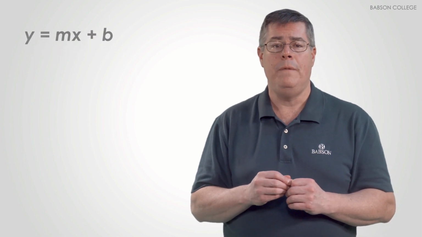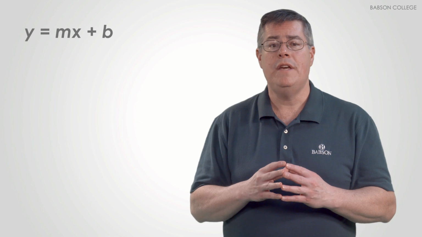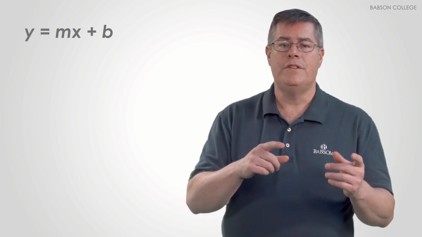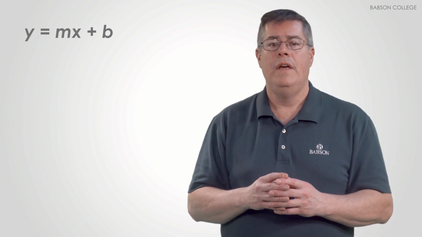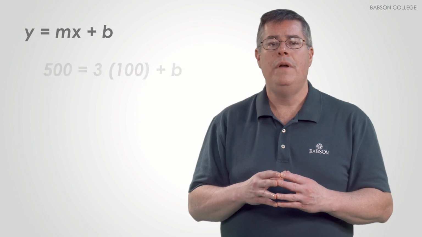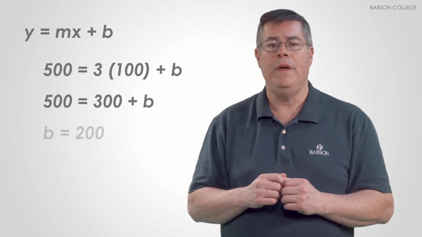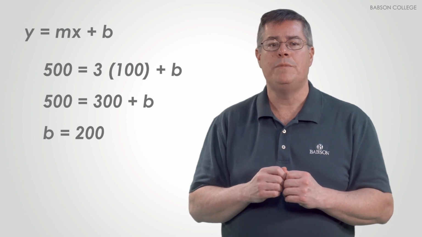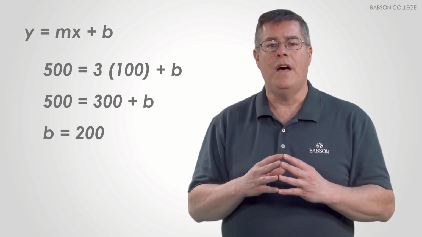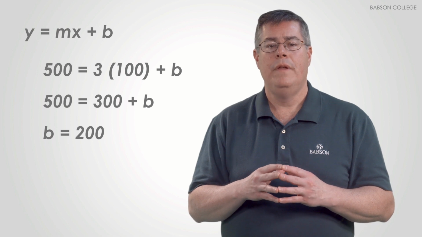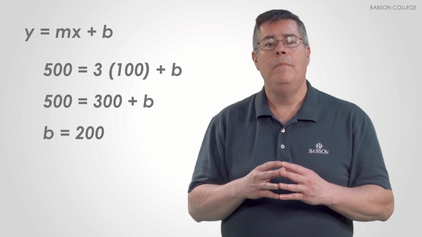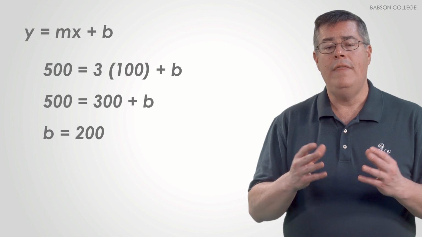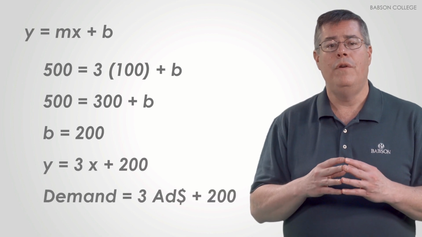The next step is to determine the y-intercept, which is usually referred to with the letter b. We do this by taking one of our data points, such as the 100 and 500, and using our newly found slope to solve for the y-intercept, or b. We do this by plugging those numbers into the y equals mx plus b formula, and then working it out for b. As you can see, b becomes 200, and now we have an equation for demand.